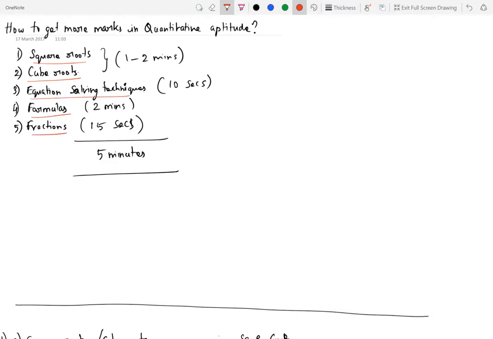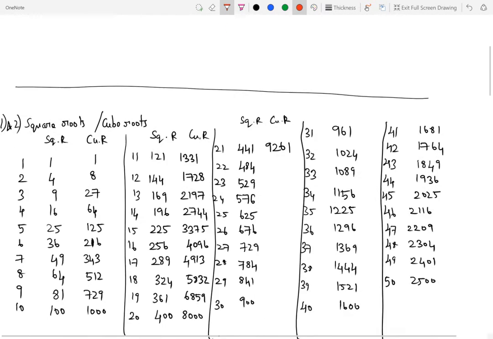The time that should be allotted for each section should be 1 to 2 minutes for square roots and cube roots, 10 seconds for writing the equation solving techniques, 2 minutes for formulas and 15 seconds for fractions. That is, we should complete the whole task within 5 minutes. Now let's see what we should write in the square roots and cube roots section.